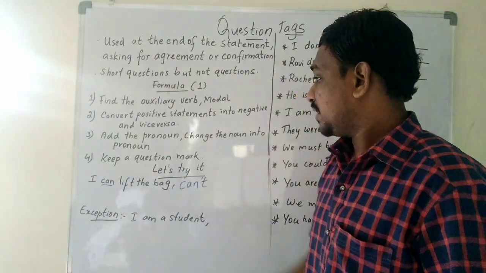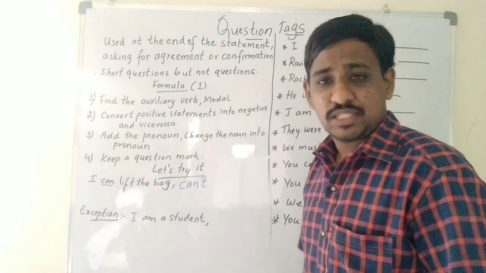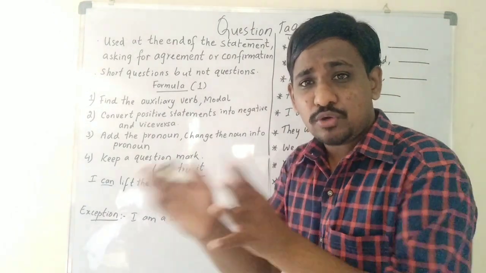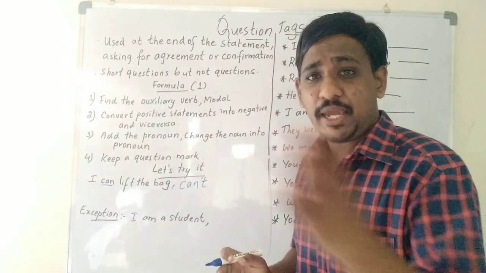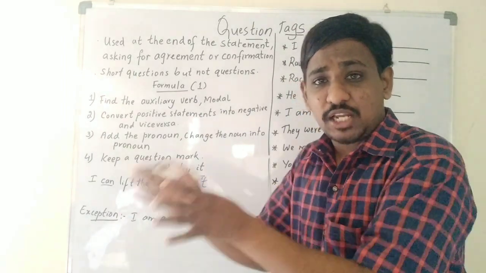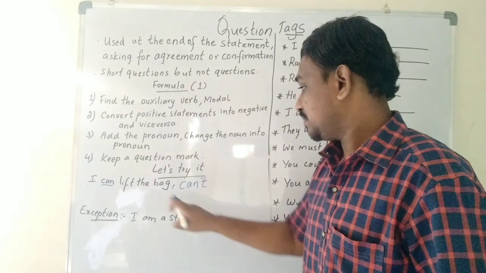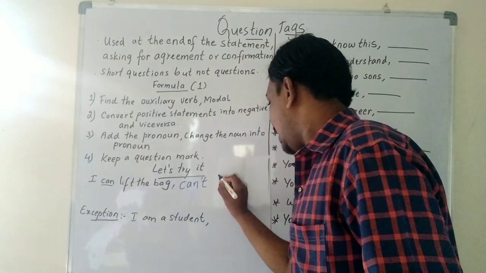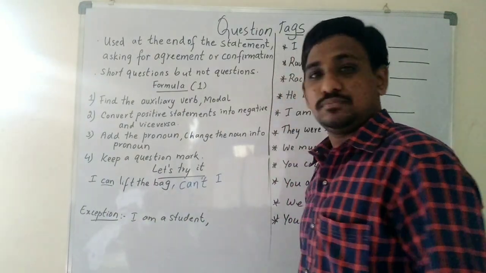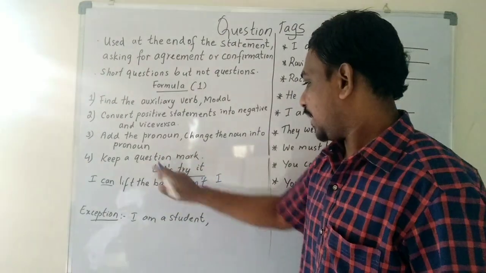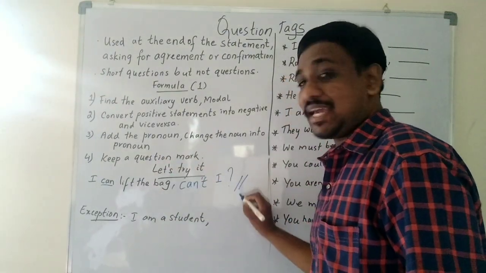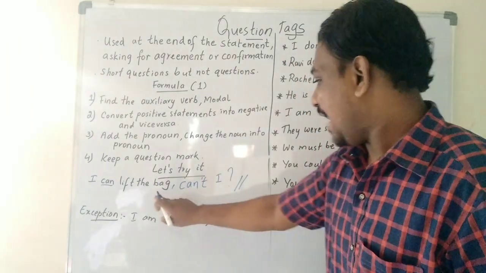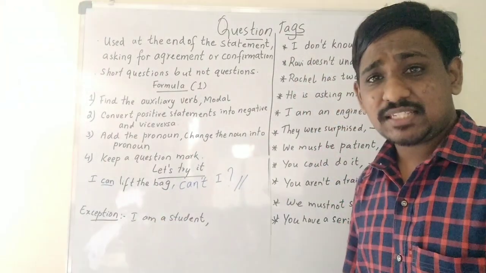Third one, add the pronoun. If there is no pronoun, change the noun into pronoun. As simple as that. For example, if Ram is there, keep he. If Rachel is there, keep she. So I is there. Can't I. The next one, keep a question mark. Now our question tag is ready. So I can lift the bag. Question tag is can't I.